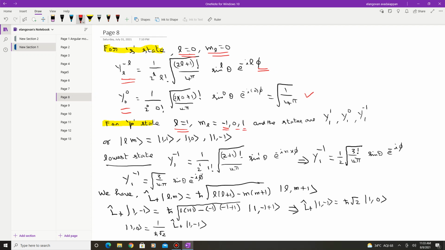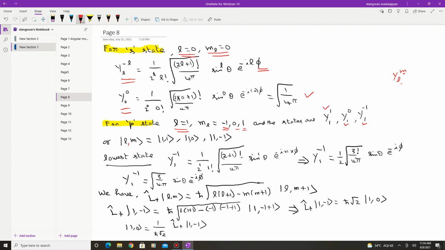So here there are three functions Y_LM. Because Y_LM, if L is equal to 1, M is equal to 1, this is Y11. L is equal to 1, M is equal to 0, Y10. If L is equal to 1, M is equal to minus 1, Y1 minus 1. So you have three states. Now this can be expressed in the form also of the ket L comma M, which is equal to ket 1 comma 1, ket 1 comma 0, ket 1 comma minus 1.